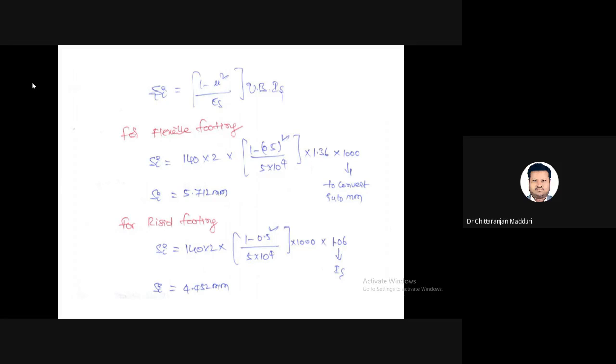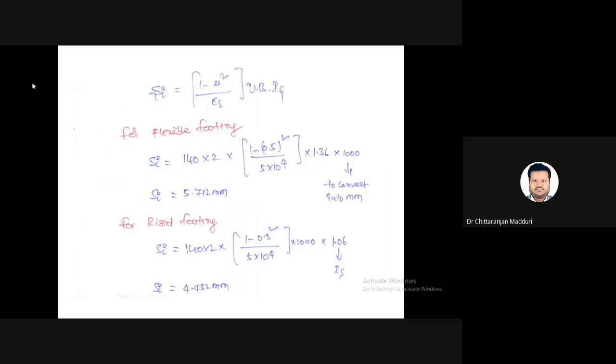I have multiplied with 1000 in order to get the settlement in mm. If it is not multiplied with 1000, we will get the settlement in meters. So in order to convert meters into millimeters, the equation is multiplied with 1000. So immediate settlement is equal to 5.712 millimeters for flexible footing.